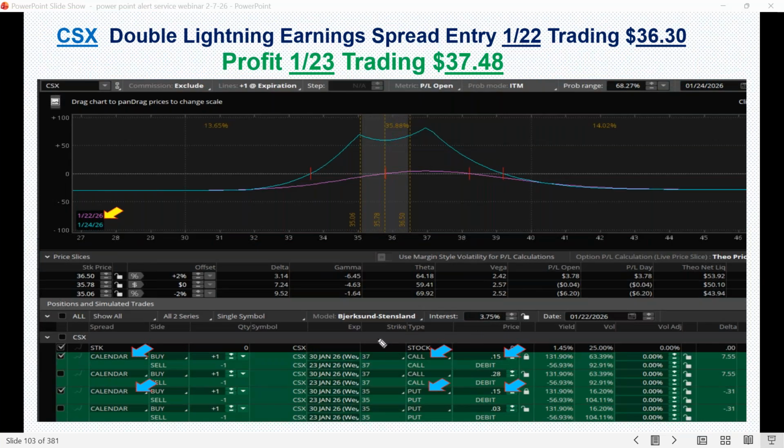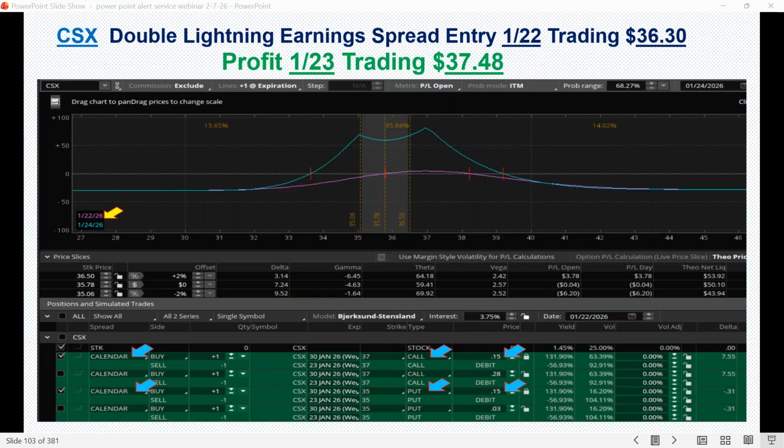Okay, see it's what we call a double calendar, where we're looking to hit a call calendar or a put calendar. The cost of the call calendar was 15 cents or 15 bucks. The put calendar was 15. So the total trade risk on this trade was $30. That's the cool thing about it.